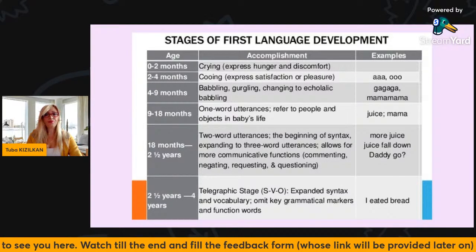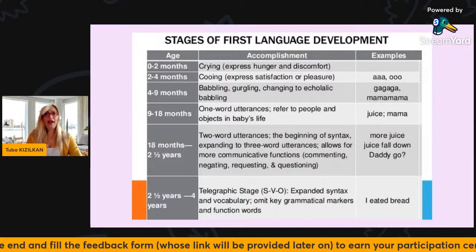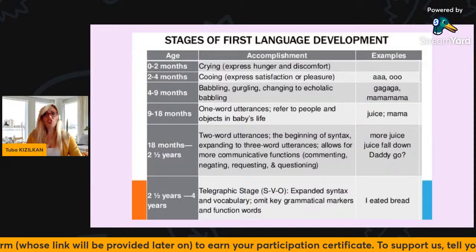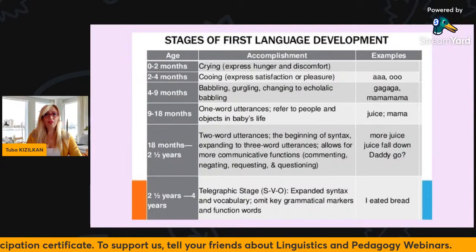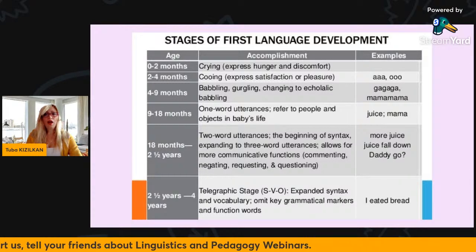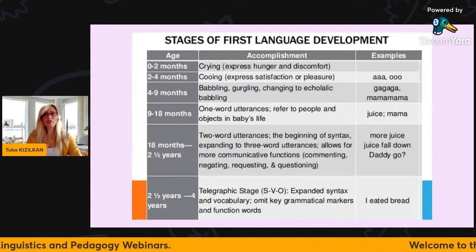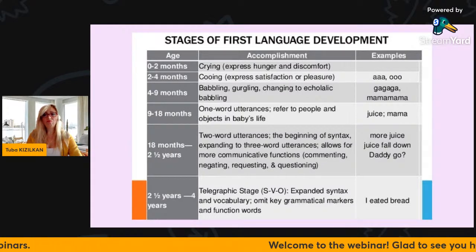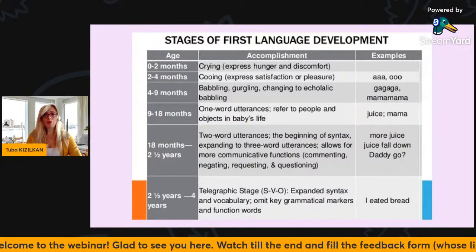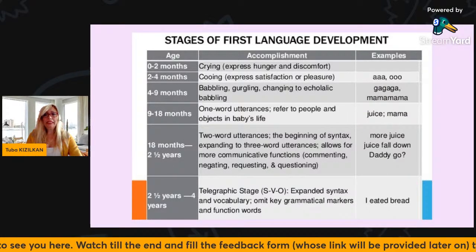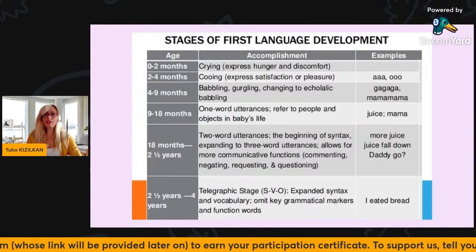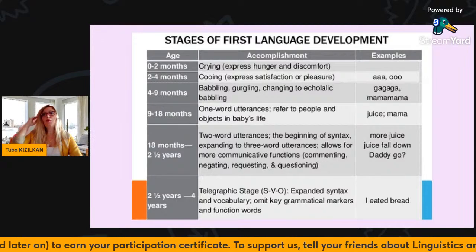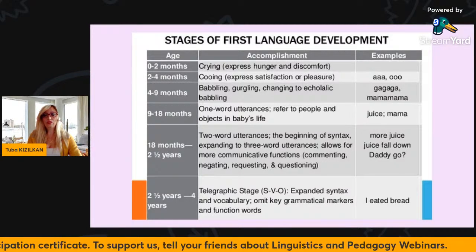And between 9 and 18 months, the baby starts to have one-word utterances like juice, mama, papa, doggy, things like that. And between 18 months and 2.5 years, the baby starts to have two-word utterances and begins syntax, building very small sentences, expanding to 2 or 3 words, and starts to have communicative functions, commenting, requesting, questioning, and negating, like "Mama come and Daddy go, juicy fall down," and "more juice," things like that.